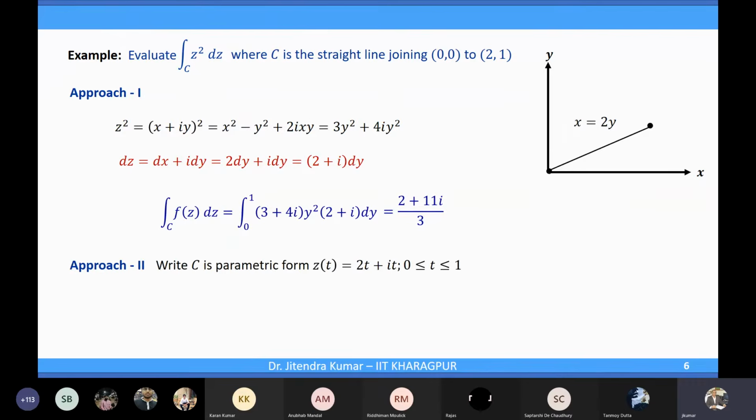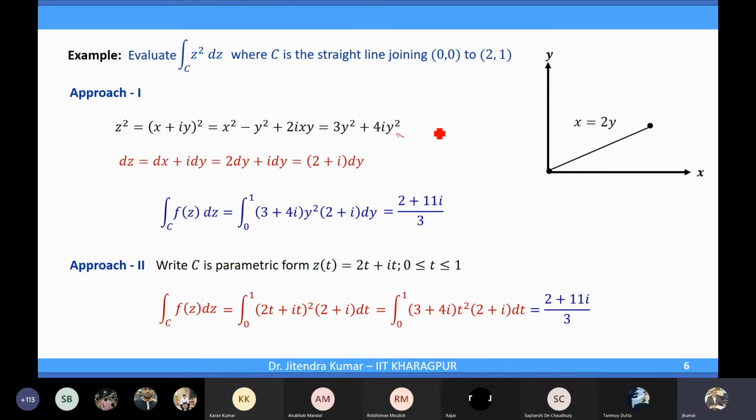The approach 2 could be that you write first in the parametric form. For instance, here z(t) is equal to 2t plus it, and t varies from 0 to 1. That is the parametric form of this curve. And then you can do it in one go. So the z squared, you substitute that z there, and then the dz is 2 plus i times dt, and then you can integrate this, and again you will get, of course, 2 plus 11i by 3. So these are the two ways, either directly in terms of x, y, or you write in the parameterized form. In many cases this is easy, so then you go with this form.